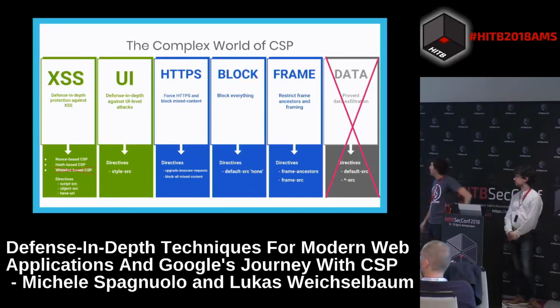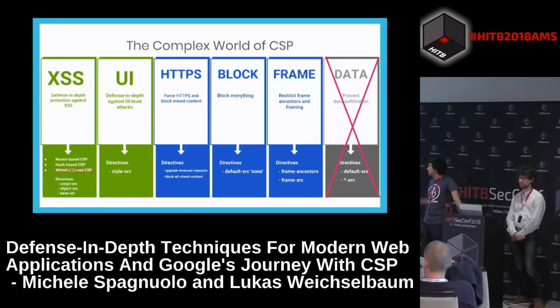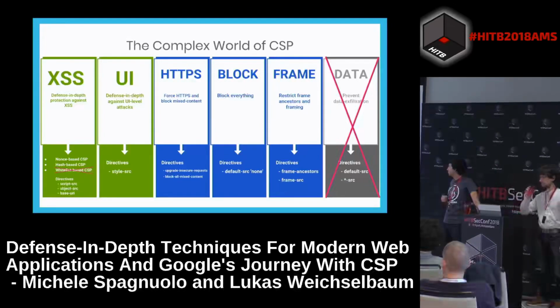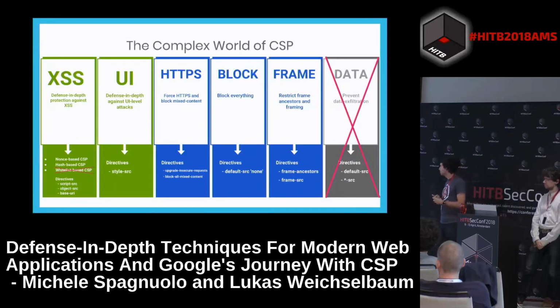I think there are more. The most promising and most prominent one is probably using CSP as a defense in depth protection against cross-site scripting. You can also use it to protect against UI-level attacks, right? There are some really sophisticated attacks you can do with styles. We'll talk about a password keylogger using style sheets later on, and you can use the style-src directive to mitigate that. Then there are a couple of things that are not really related to CSP but use CSP as a delivery mechanism, for example upgrade-insecure-requests and block-all-mixed-content, which are somehow in the HTTPS realm.